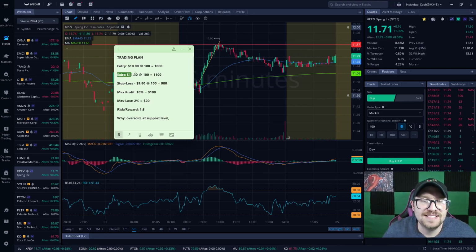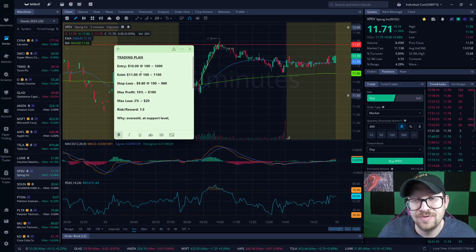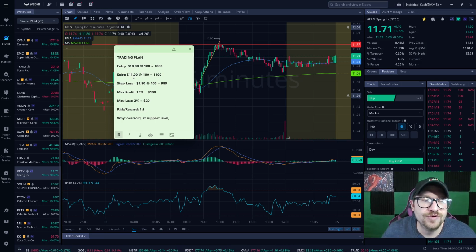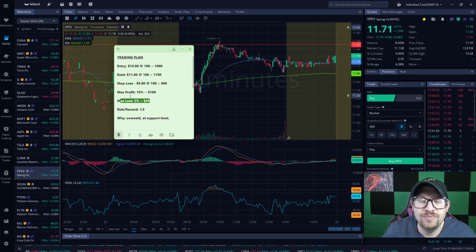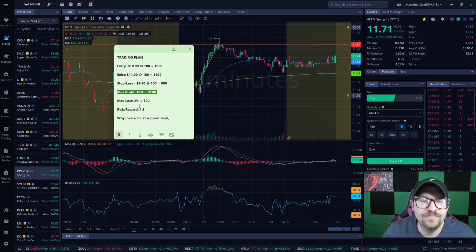The next step is our exit. It's at $11, which is 100 shares. It's $1,100. That's a $1 move, which is very easy to get sometimes now with the volatility in the market. Sometimes it was harder to get 10 or 20 cents some days on a move on the large market caps. So max profit would be 10%, right? So 10 goes to 11, that's a 10% increase. That's $100 profit. So you're risking 2%, $20, to make a 10% profit, $100. That's a risk to reward of 1 to 5. A 1 to 5 risk to reward.